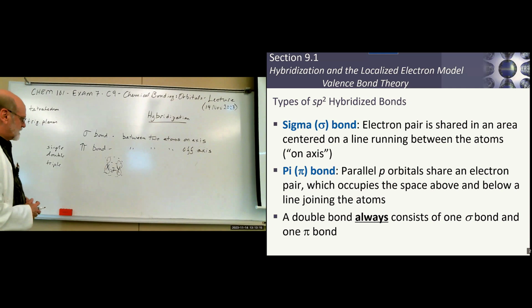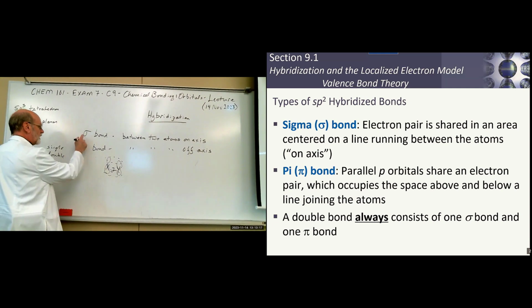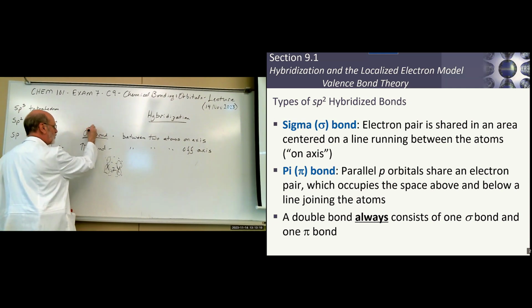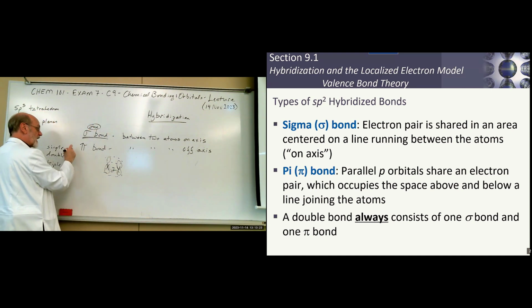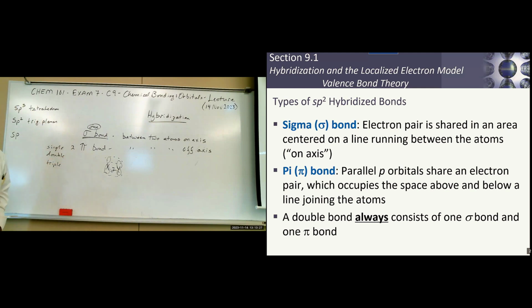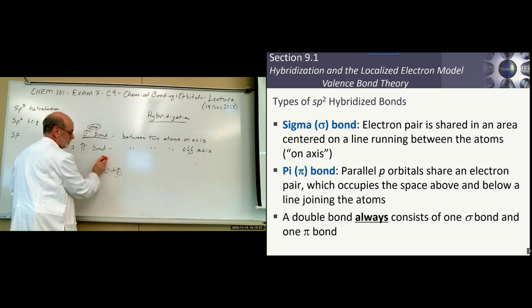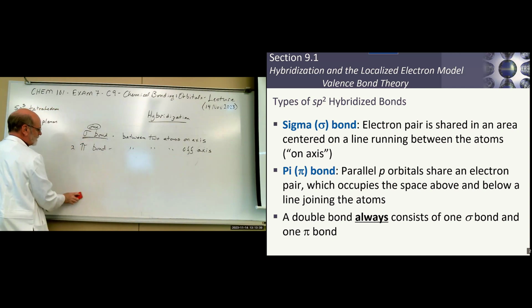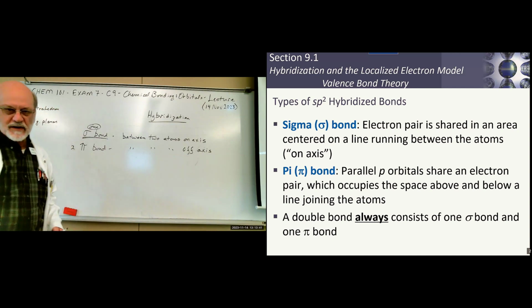Like I said before, you can only have one and only one sigma bond. You can have up to two pi bonds that I know about. Now, I'm sure there's research being done on multiple pi bonds, but for our purposes, single, double, and triple is as far as we're going.